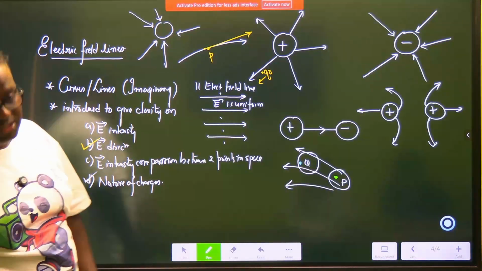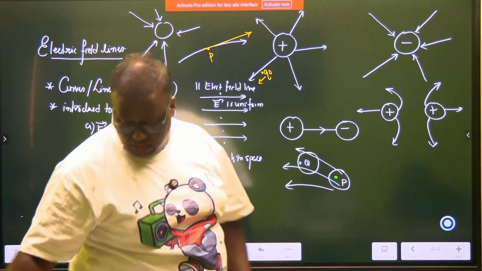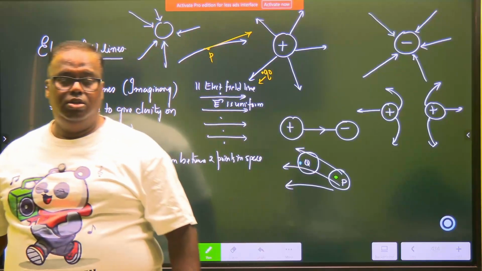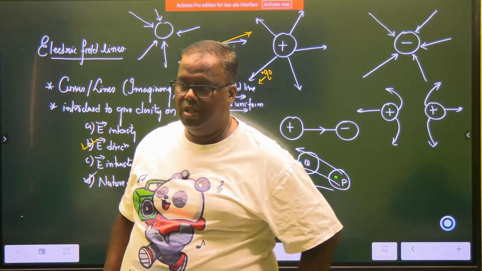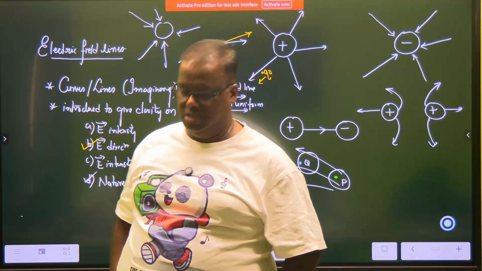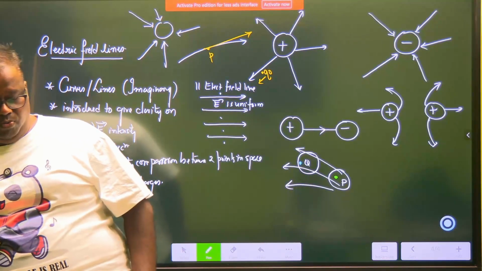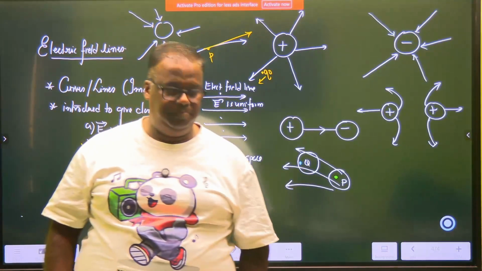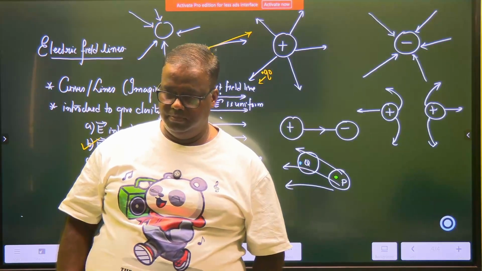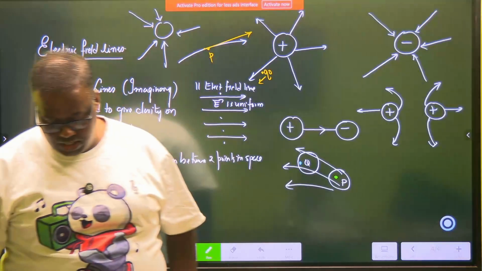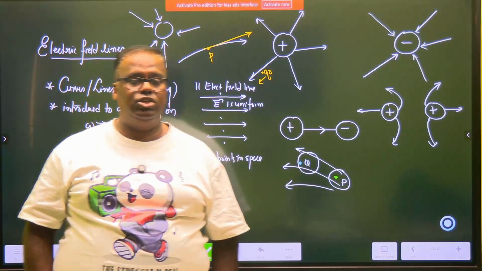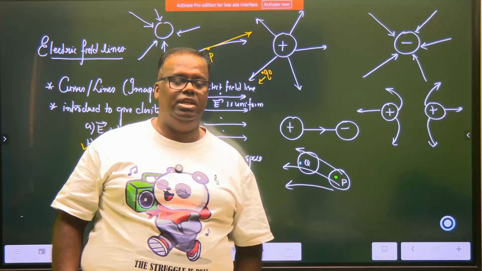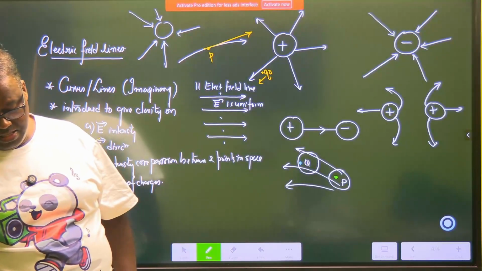So can we write now what are electric field lines? You can write: electric field lines are curves or lines drawn around a charge in such a way that the tangent at any point on them gives the direction of net electric field E. That E you can put in brackets.